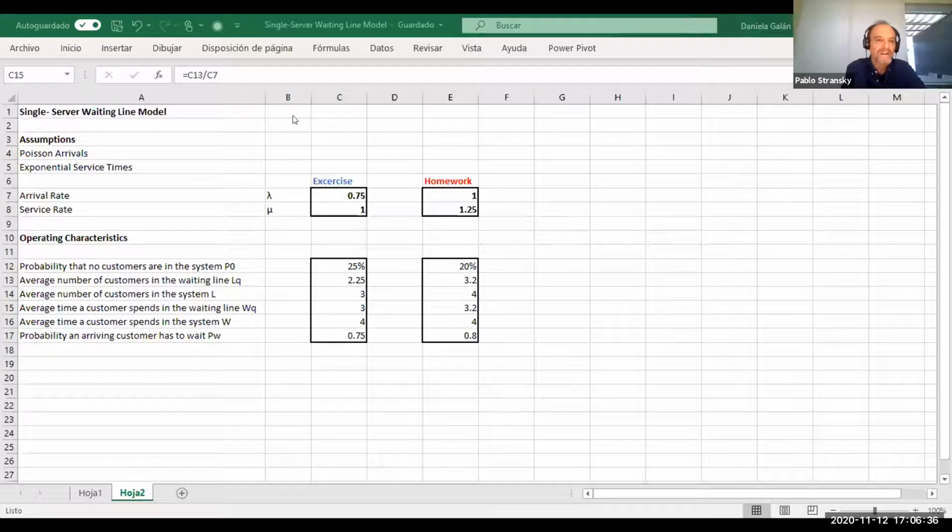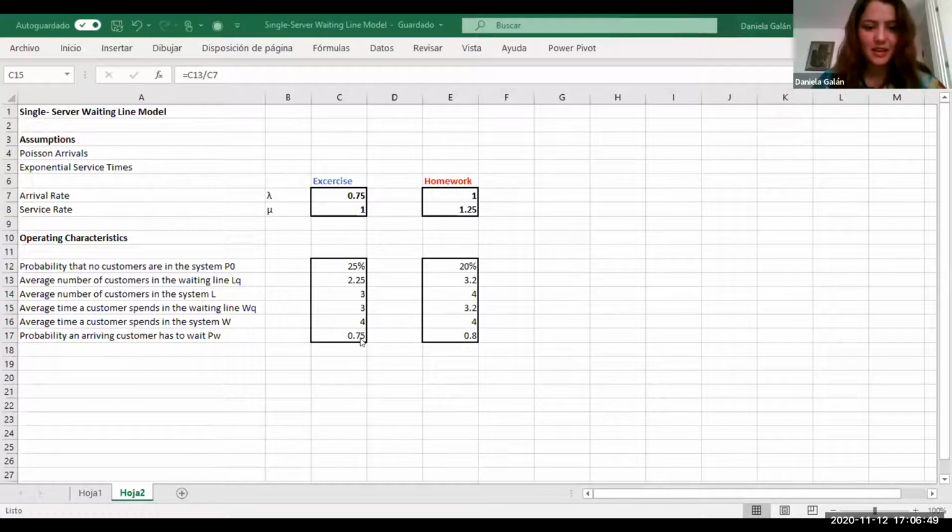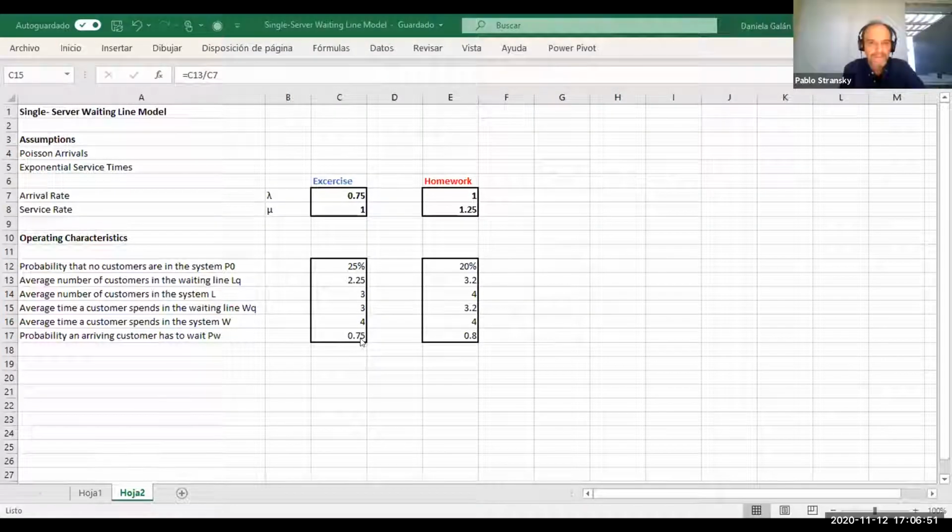Just put the percentage format in the last one, Daniela. The 0.75 should be 75%. So the percentage is in the first one and in the last one? Yes, those ones that are probability, yes. Okay, thank you.